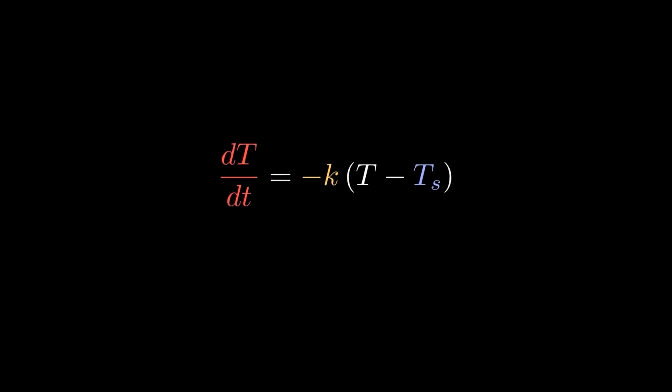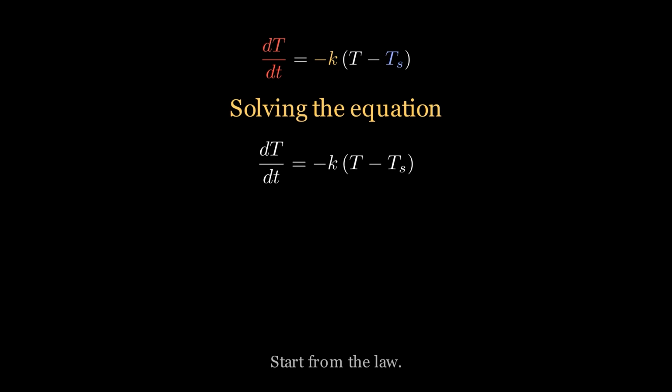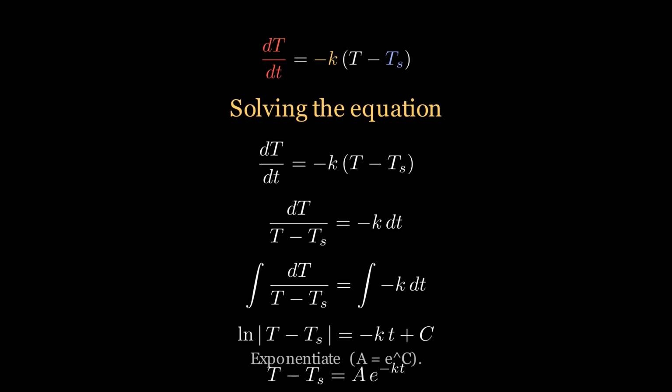To find the temperature at any time, we solve the equation. First we separate the variables, temperature on one side, time on the other. Then we integrate both sides. That gives us a natural log, and when we undo it with the exponential, the temperature difference shrinks like e to the minus kt. Finally, we use the starting temperature to pin down the constant.